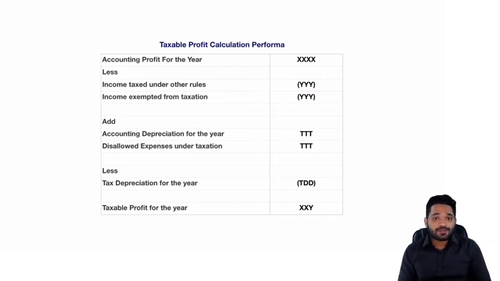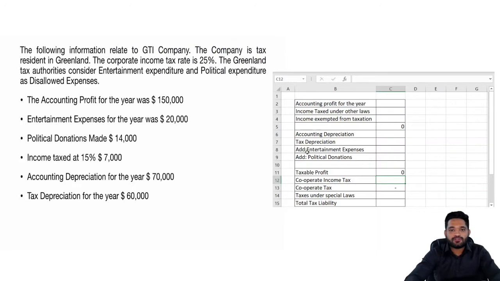Let's do a small calculation and see how this actually works. The following information relates to GTI company. The company is tax resident in Greenland. The corporate income tax rate is 25%. The Greenland tax authorities consider entertainment expenditure and political expenditure as disallowed expenses. So I've already put down the proforma.